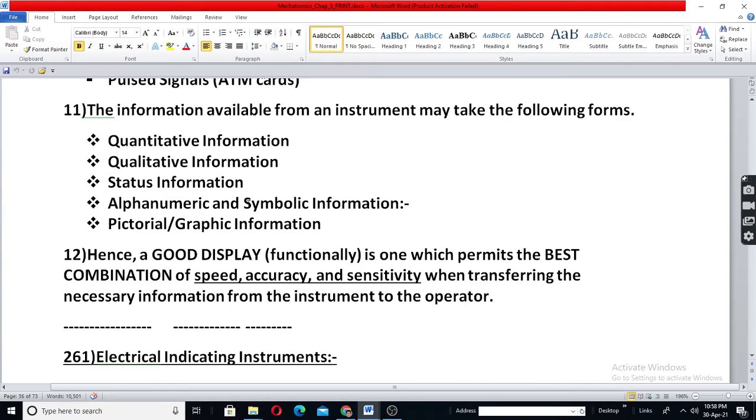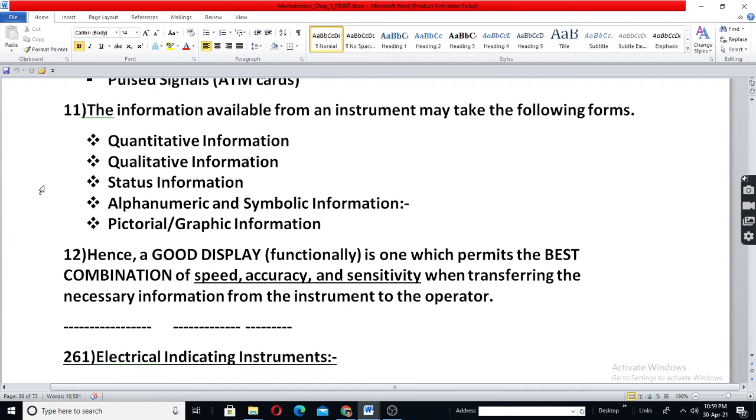So these are the general aspects. So finally, an instrument may give the following data: maybe quantity, say ampere, voltmeter, voltage, etc., or quality, or status, or it may be alphanumeric or symbolic information or pictorial information.